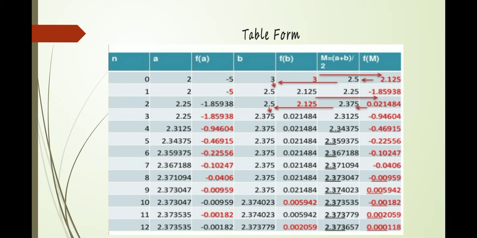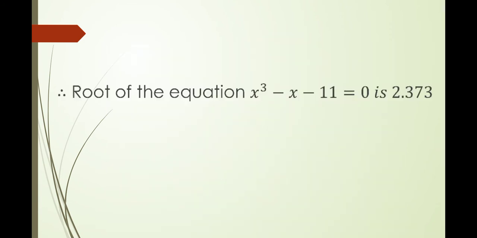In the above iteration 2.375 has a positive value. Therefore, we say the root lies between 2.34375 and 2.375. Taking the average of this, we get 2.359375. Repeating this procedure, at the end of the example we get the constant value up to 3 decimal points, 2.375. So we say that the root of the equation x cube minus x minus 11 is equal to 0 is 2.373, correct up to 3 decimal places.